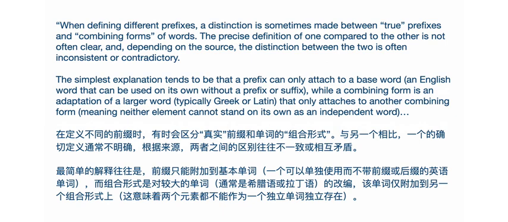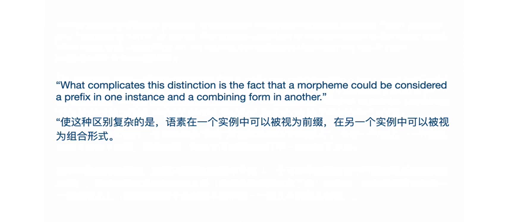The simplest explanation tends to be that a prefix can only attach to a base word, an English word that can be used on its own without a prefix or suffix, while a combining form is an adaptation of a larger word, typically Greek or Latin, that only attaches to another combining form, meaning neither element can stand on its own as an independent word. What complicates the distinction is the fact that a morpheme could be considered a prefix in one instance and a combining form in another.